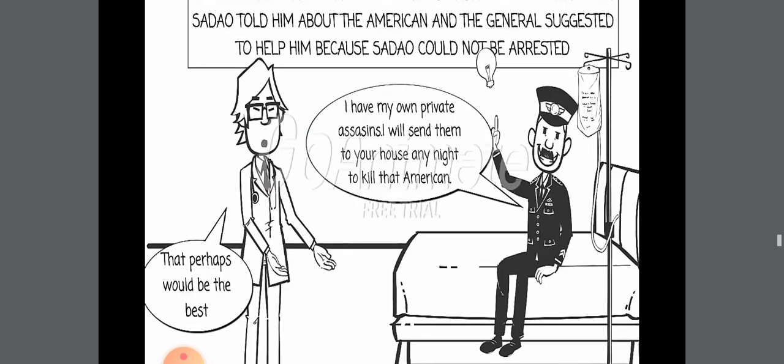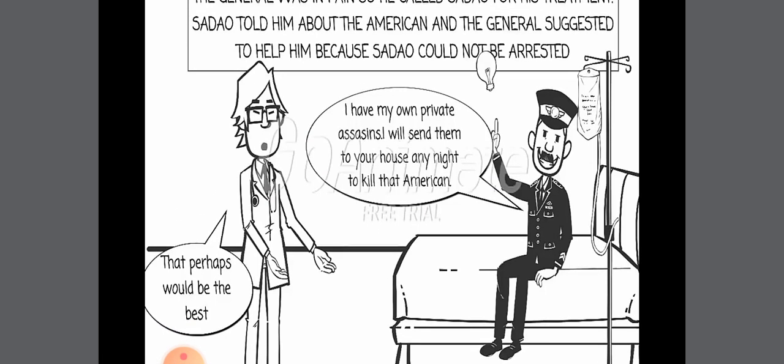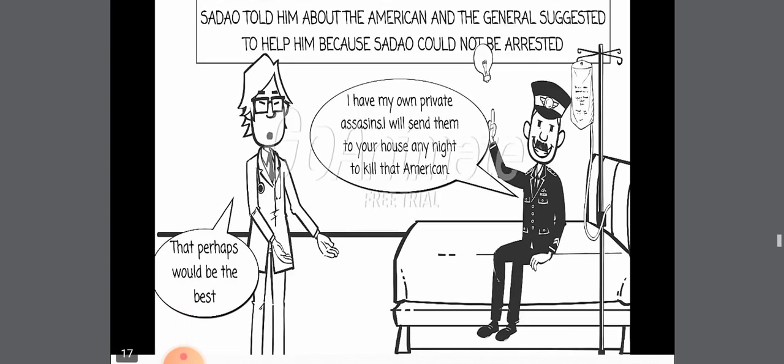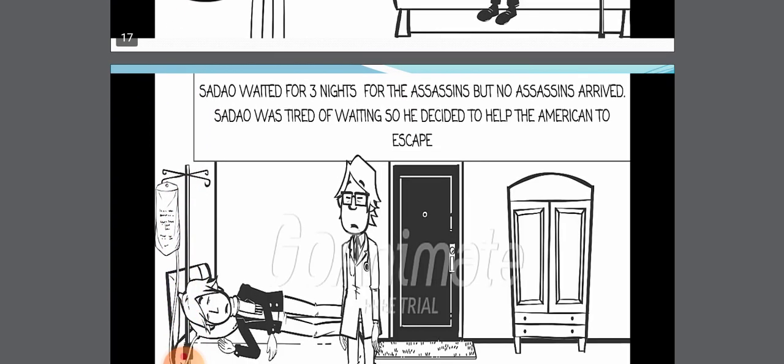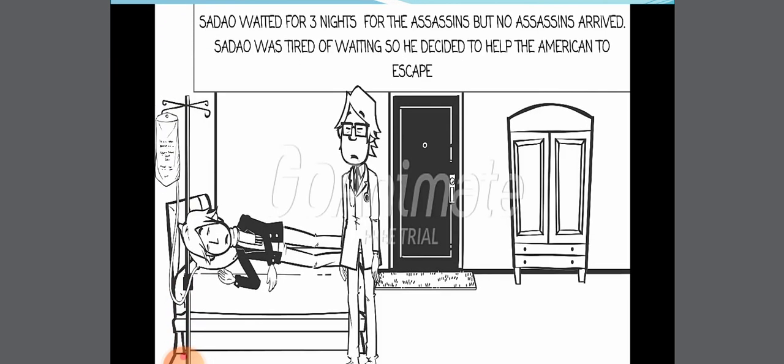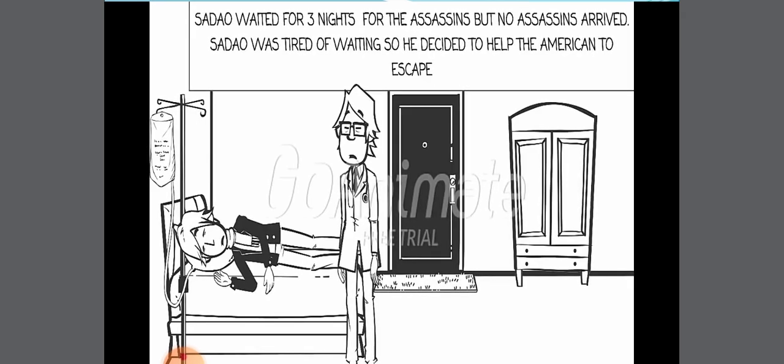Okay. Now, Dr. Sadao also, as he was confused, said that perhaps that would be best, because he was in a dilemma about what was to be done. He was thinking about their small children also, because they too would be called the offspring, the son and daughter of a traitor, if they were caught. Yes. Now Sadao waited for 3 nights for the assassins, but no assassins arrived. Sadao was tired of waiting, so he decided to help the American escape.